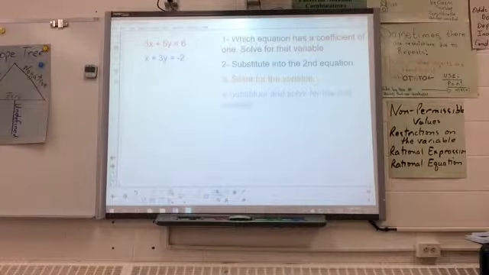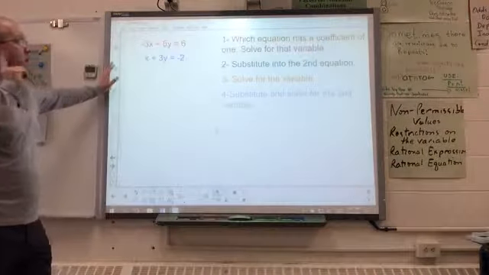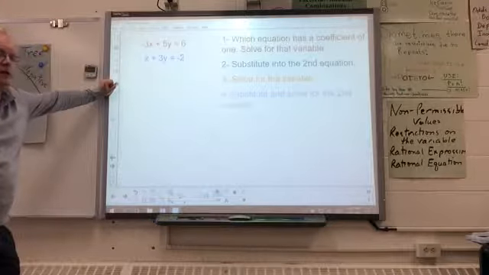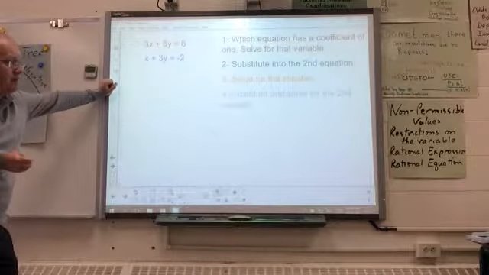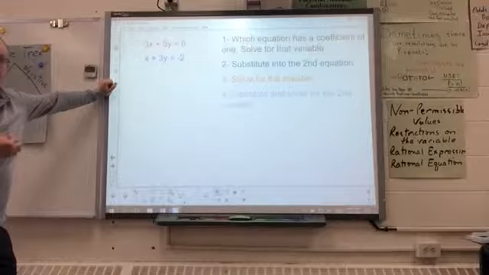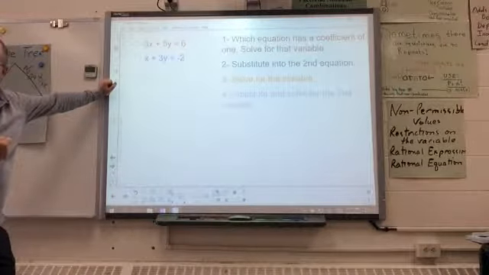Alright. So this nicely summarizes today's lesson. What you have to do: four steps for this. First one, which equation has a coefficient of 1? Solve for that variable. Then you substitute it into the second equation, you solve for the variable, and substitute and solve for the second variable. Once you get that copied down, put your blue formula sheet down, pick up your marker, you're going to help me with this.